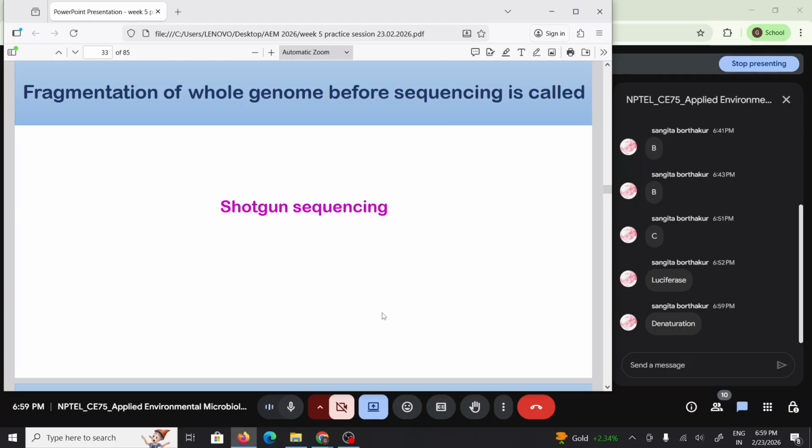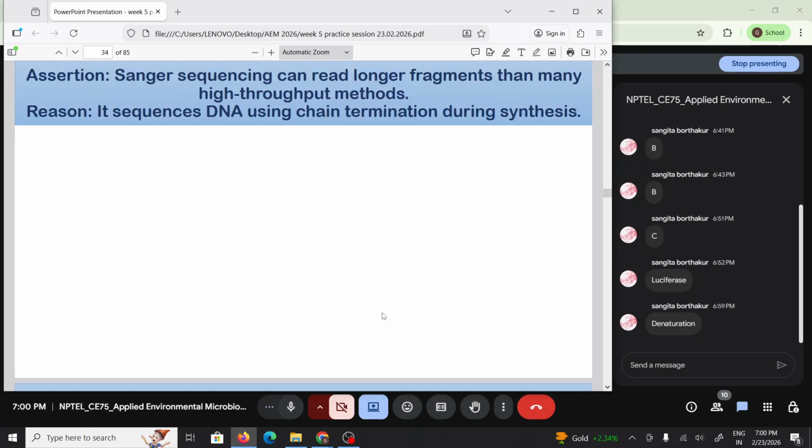Separation of two DNA strands. When we talk about it in the DNA context, it refers to separation of DNA strands, which is known as denaturation. It occurs in the process, maybe in one of these steps, but when we talk about sequencing methodology, then it is called shotgun sequencing here.